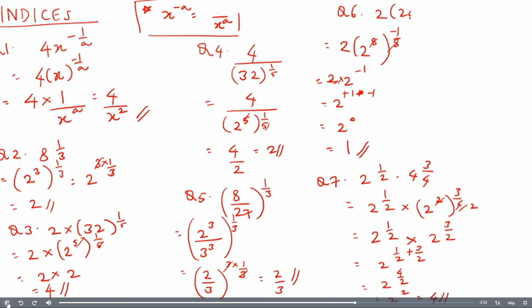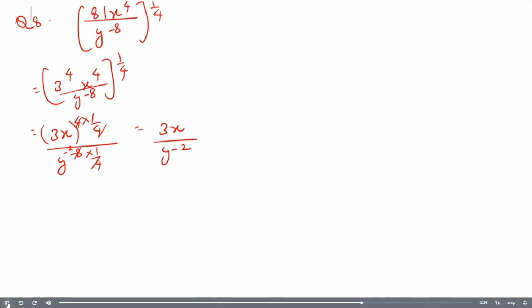Now I told you that whenever you have a power with a negative, when you bring it to the reciprocal, when you take it down to the denominator, you can reverse the sign. So x to the power minus a is equal to 1 by x to the power a. Similarly, 1 by y to the power minus 2 is equal to y to the power plus 2. So it is 3xy square.